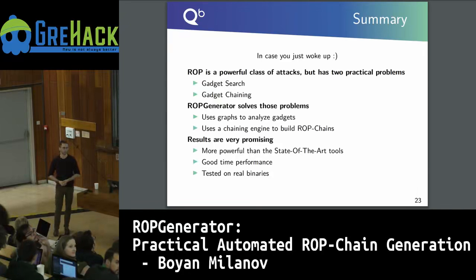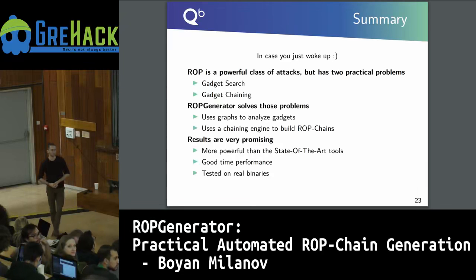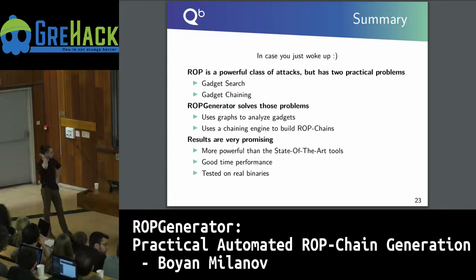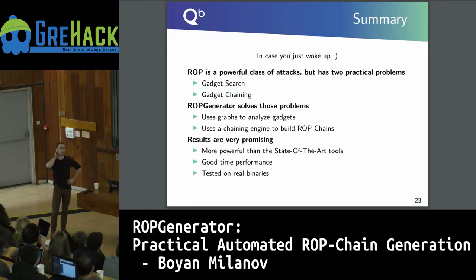Hi, thanks for the presentation. I just wanted to know how many architectures are supported at the moment. For example, x86 or ARM or MIPS? Actually, I'm using the BARF disassembly platform to analyze gadgets.